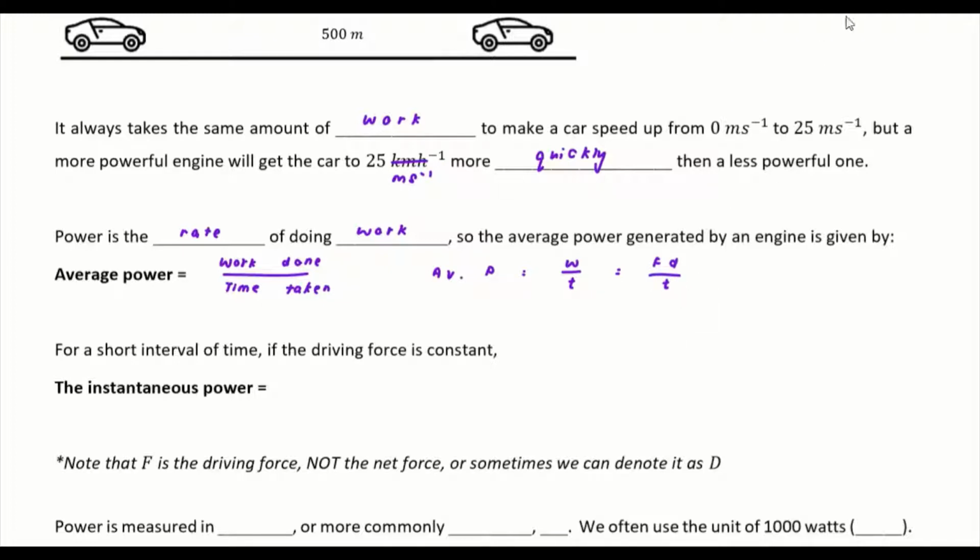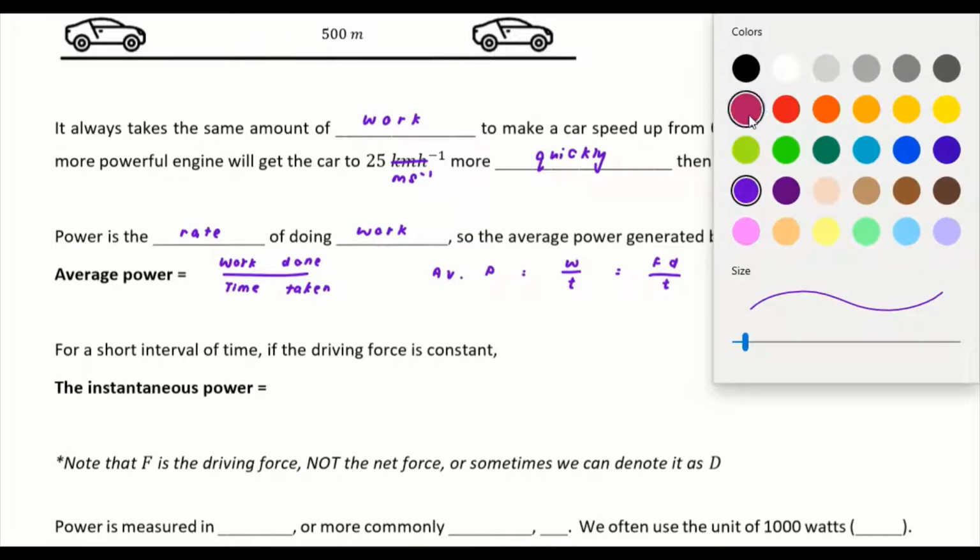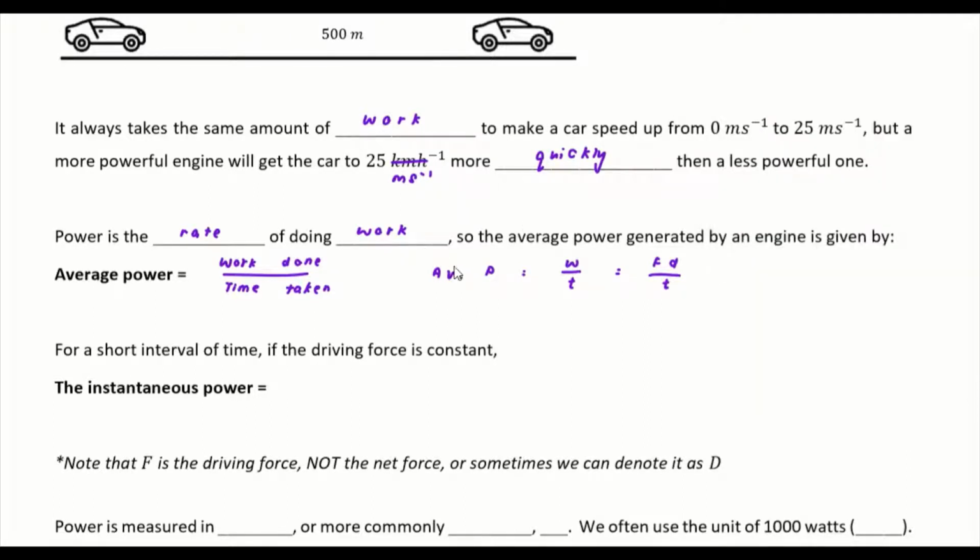Something interesting about this formula that I want you to be aware of is that we are talking about average power here. That's why, when you look at this term, we can write it in the form of F times d over t. So what is distance over time? That's basically our velocity, am I right?